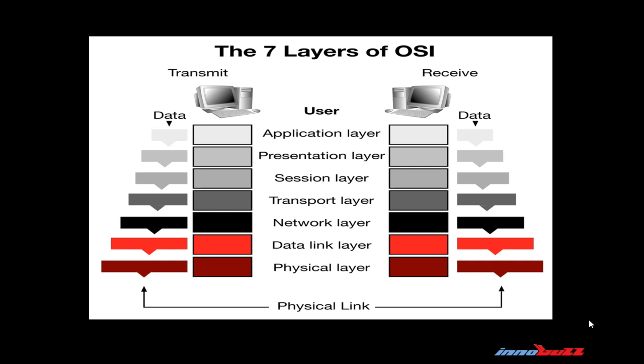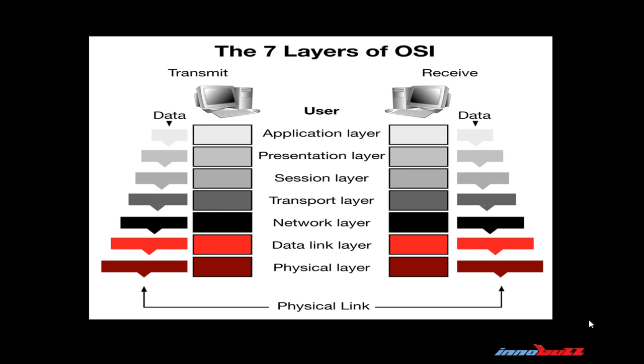To know how actually these digital machines means computer work, we have to understand the OSI model. OSI model is a 7-layer architecture starting from bottom. First layer is physical layer, second layer is data link layer, third layer is network layer, fourth layer is transport layer, fifth layer is session layer, sixth layer is presentation layer, and seventh layer is application layer.